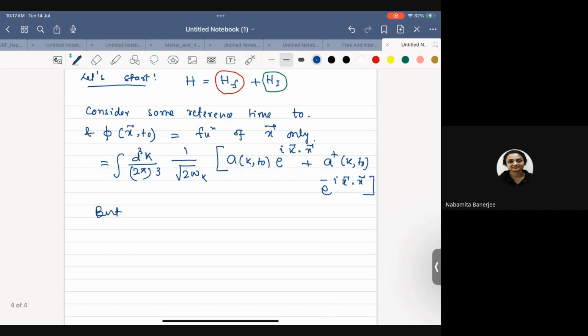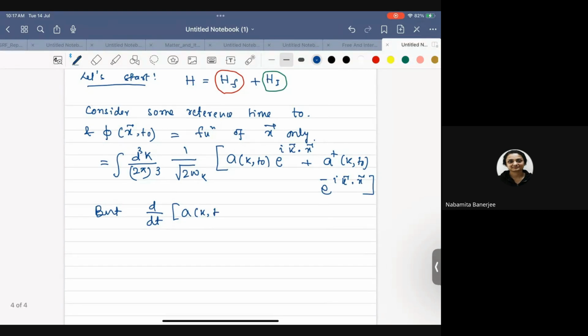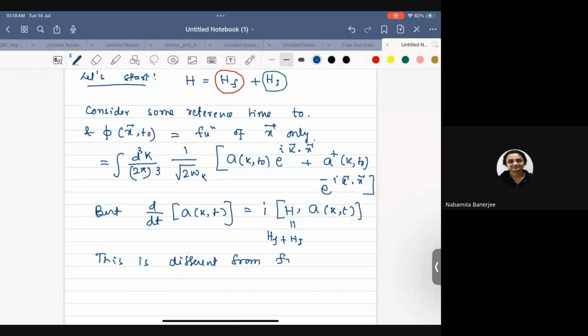But now this is true: d dt of a k t is simply i times the full H commutator with a k t. And this H is H free plus H interaction. So this is different from free theory.